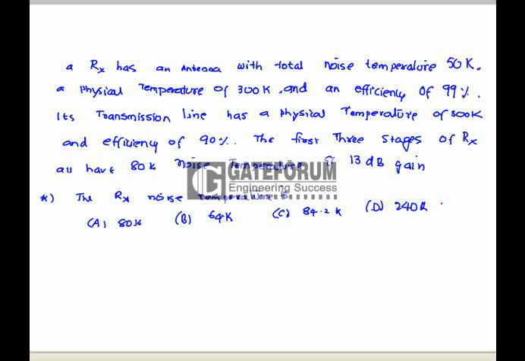The system has an antenna with a total noise temperature of 50 K, a physical temperature of 300 Kelvin, and an efficiency of 99%. Its transmission line has a physical temperature of 300 Kelvin and an efficiency of 90%. The first three stages of the receiver all have 80 K noise temperature and 13 dB gain. The receiver noise temperature is 80 plus 80 divided by 20 plus 80 divided by 20 squared, which equals 84.2 Kelvin.